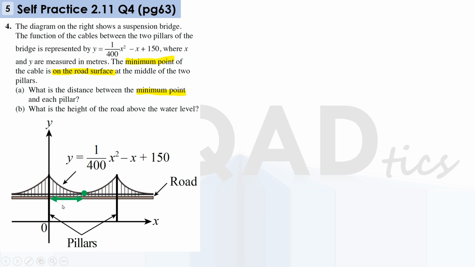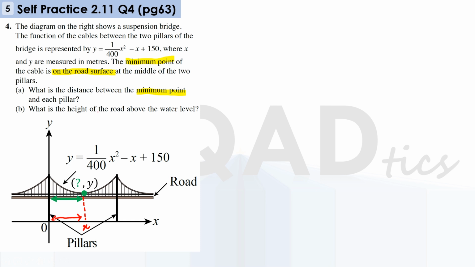So to find the length, if we have the coordinates of this minimum point, we can actually use the x coordinate, because if we find the length here, it's technically the length that we want, which is this one. So now we need to find the x coordinate of the minimum point.